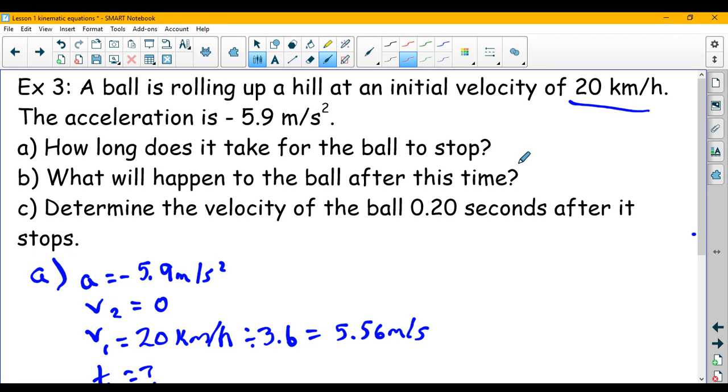And what happens when a ball gets to the top and stops? It rolls back down the hill because it's not magic, it's physics. So it's going to roll back down the hill. I'm going to write that in a second.